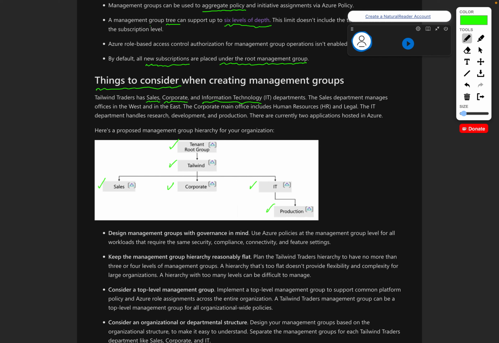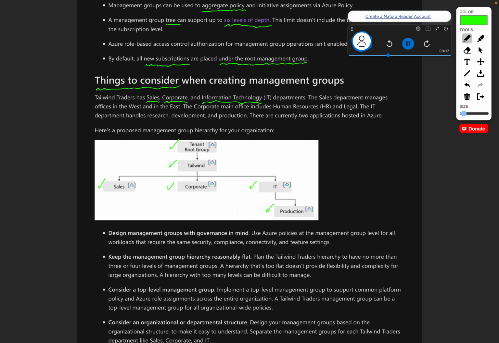And then another important sentence here is that it says the sales department manages offices in the West and the East, which means there are two different offices. So probably they want to have the billing boundary also separated for these offices, right? So that means there will be two subscriptions for the West Office and the East Office, but then both of them will be under the sales management group. Therefore, any policy relevant generally to the sales department can be applied to both subscriptions at the same time.